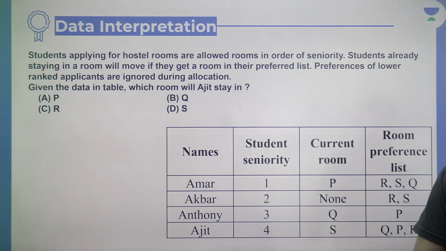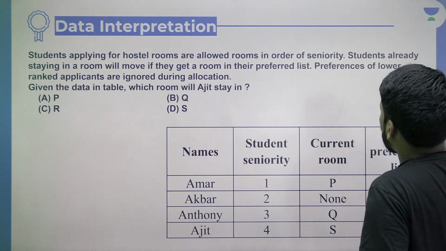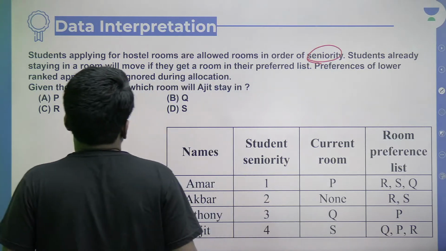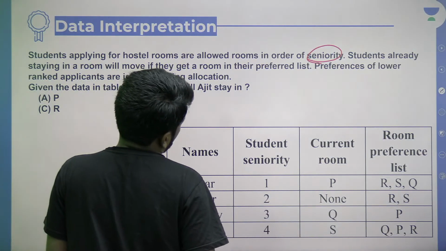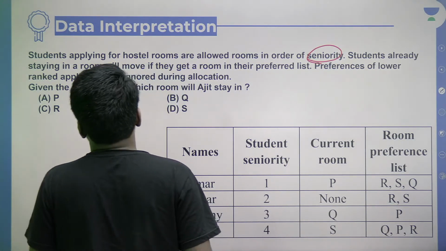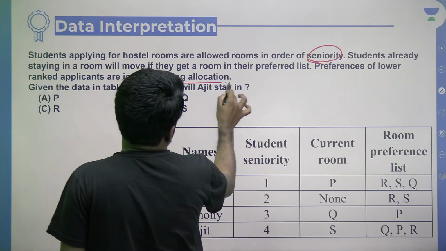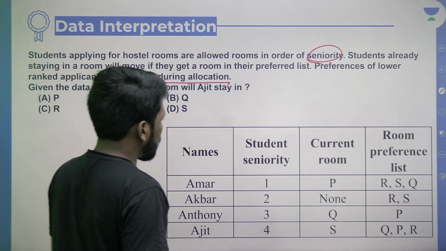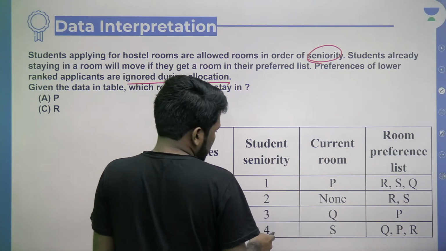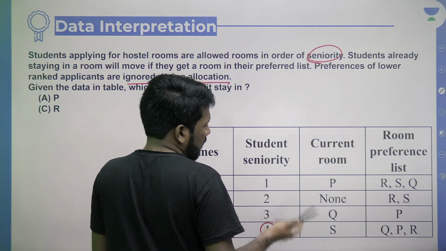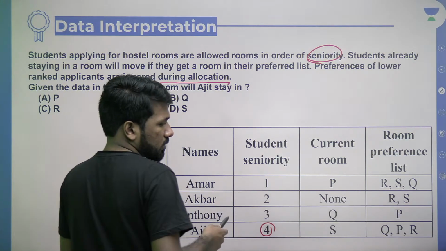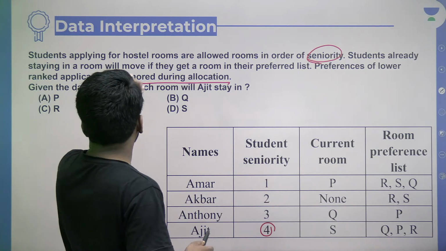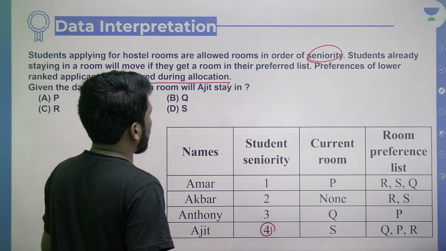Students applying for hostel rooms are allotted rooms in order of seniority. Students already staying in a room will move if they get a room in their preferred list. Preferences of lower ranked applicants are ignored during allocation. So student priority, Ajit is least prior. So whether Ajit's preference is satisfied or not is not the concern. That is the meaning of preferences of lower ranked applicants being ignored during allocation.